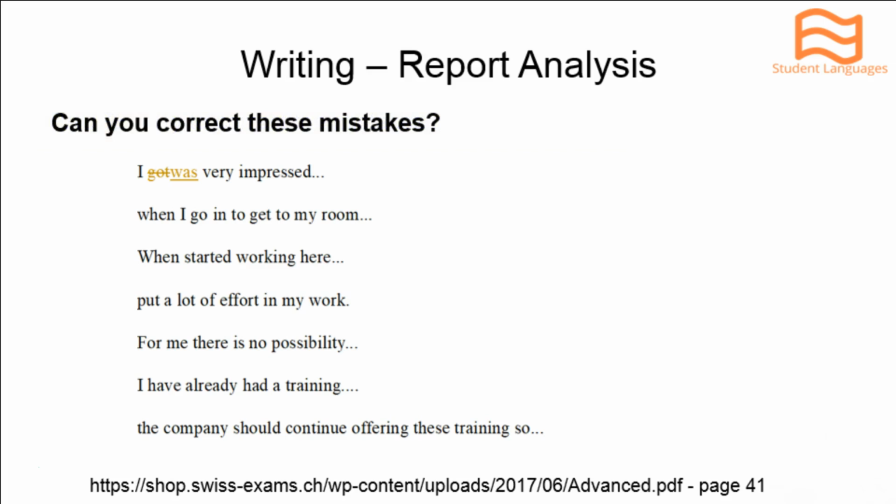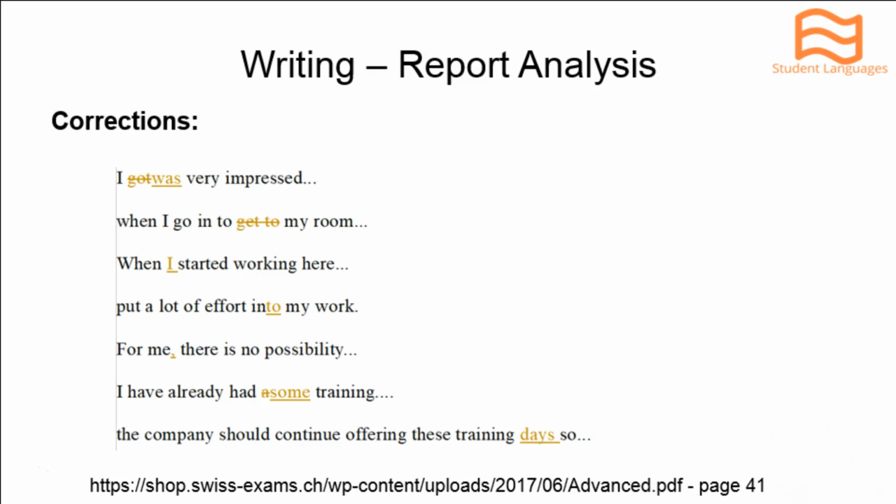Okay, so hopefully you've done that, and now we can have a look at my corrections. So, in the first sentence, we should say, I was very impressed. In a report, your writing needs to be formal or neutral, and therefore you shouldn't use words like got, because it's a bit informal. In the next sentence, we just need to say, when I go into my room. Get to is not necessary and it makes the sentence confusing.